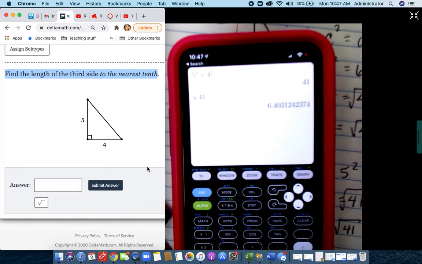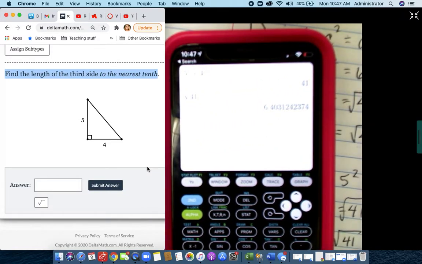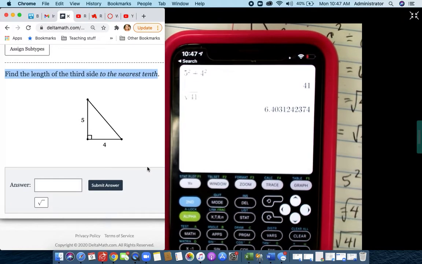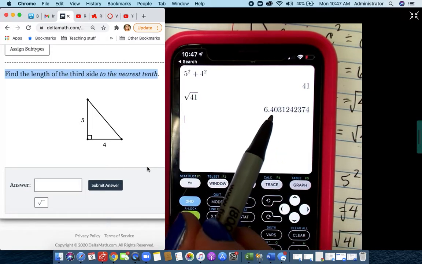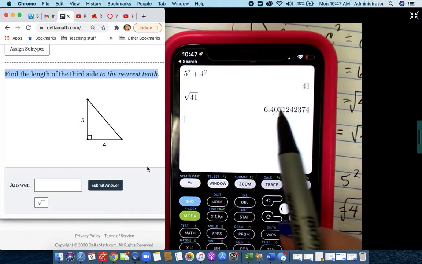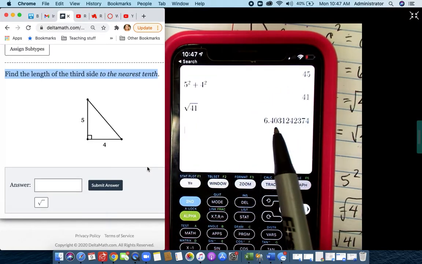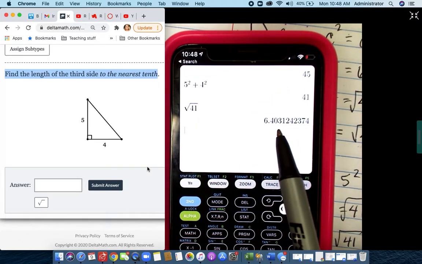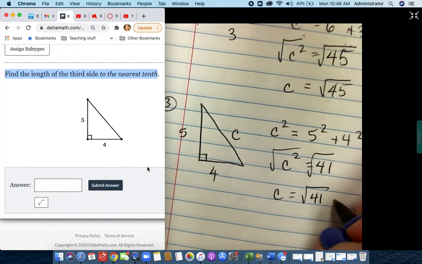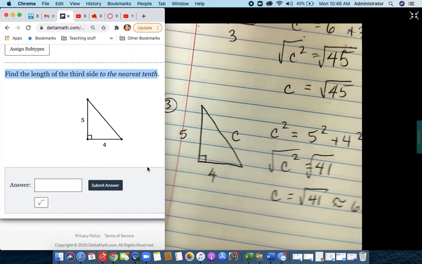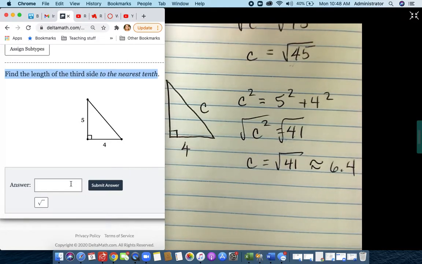So let me show you here. I typed in 5 squared plus 4 squared, which was 41. I take the square root of 41, and I get about 6.4. So one number after the decimal, remembering that if that number in the 100th place had been a 5 or higher, that 4 would round up to a 5. But because this 0 is below 5, we leave this 4 the same. So we are going to approximate that at 6.4 and type that in.